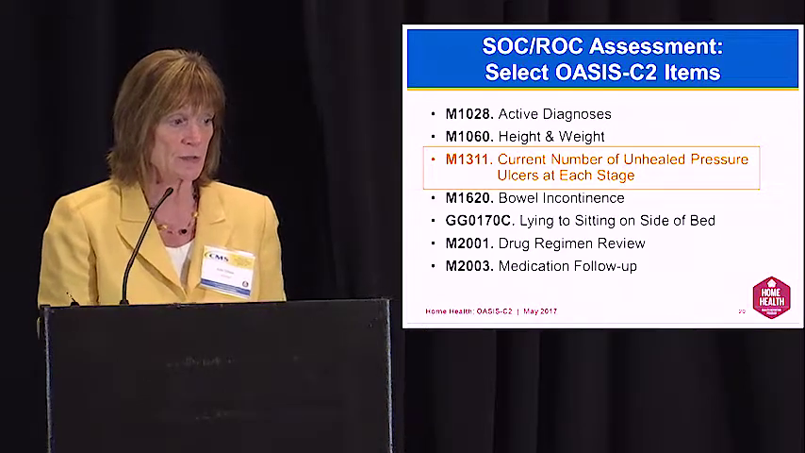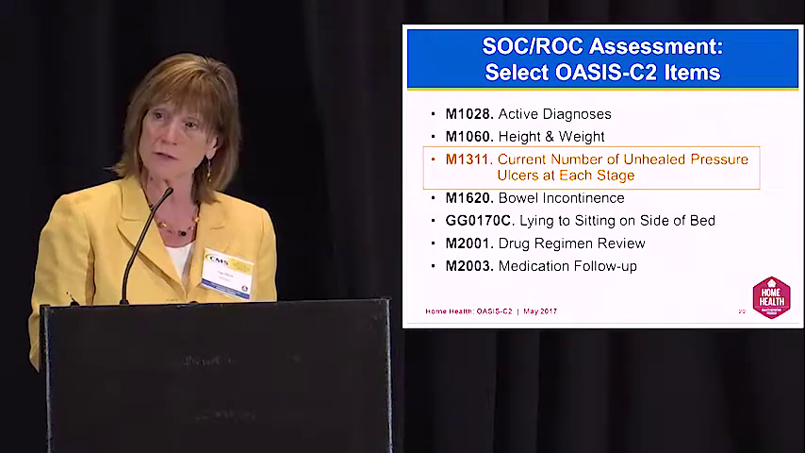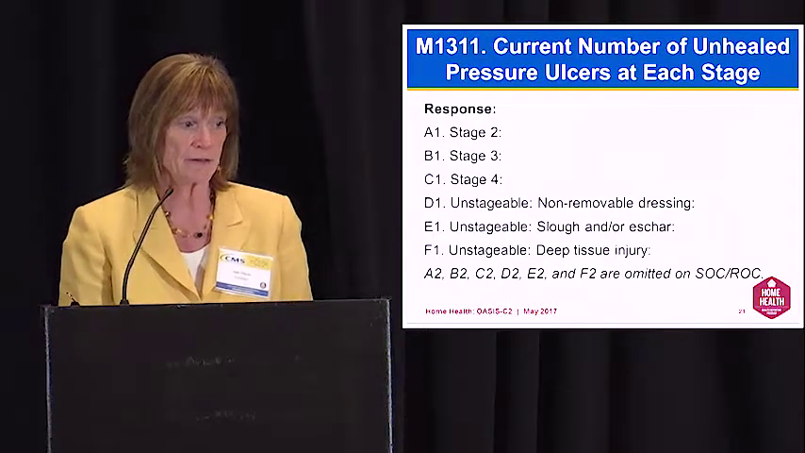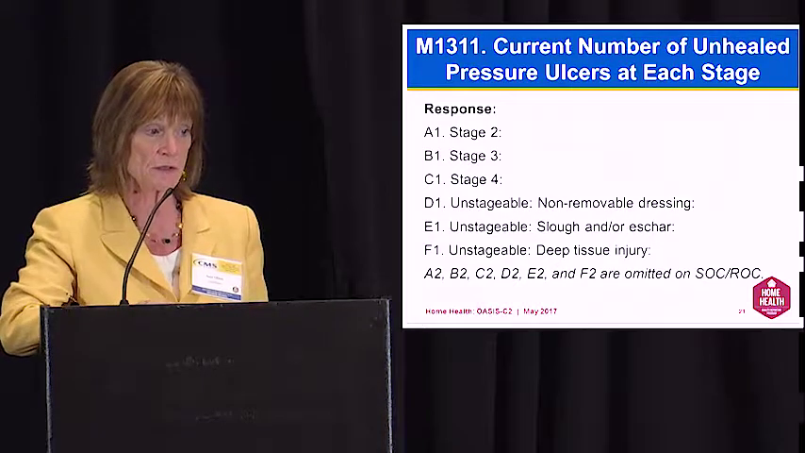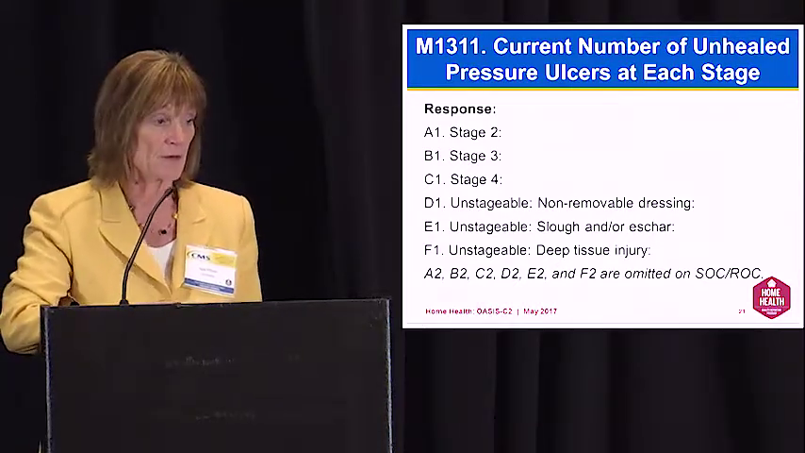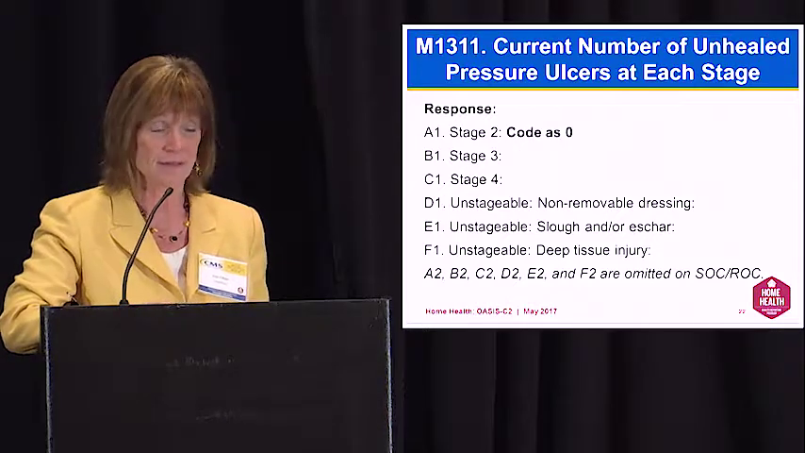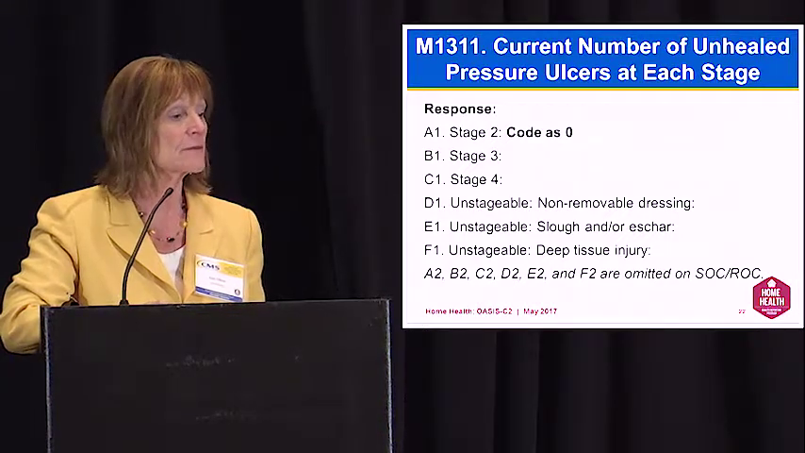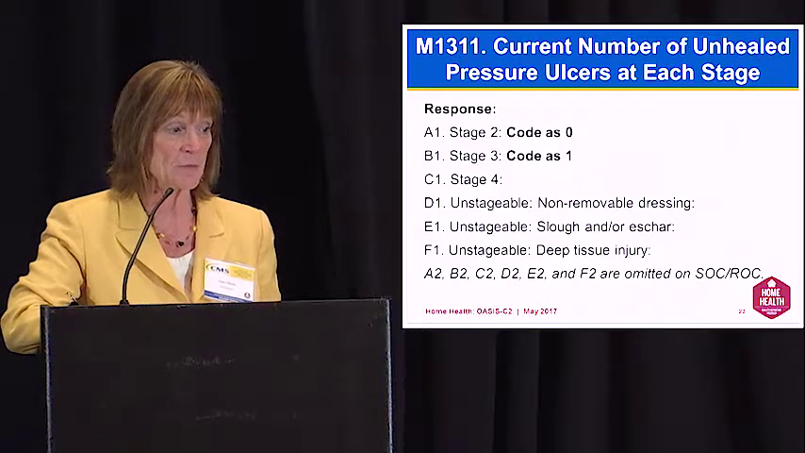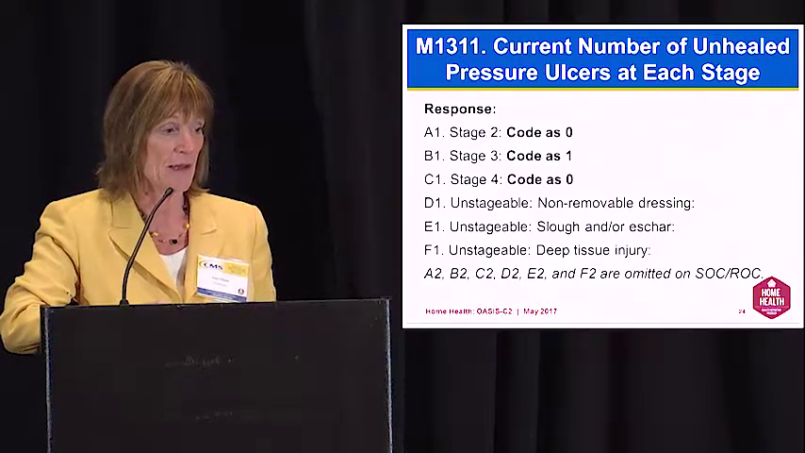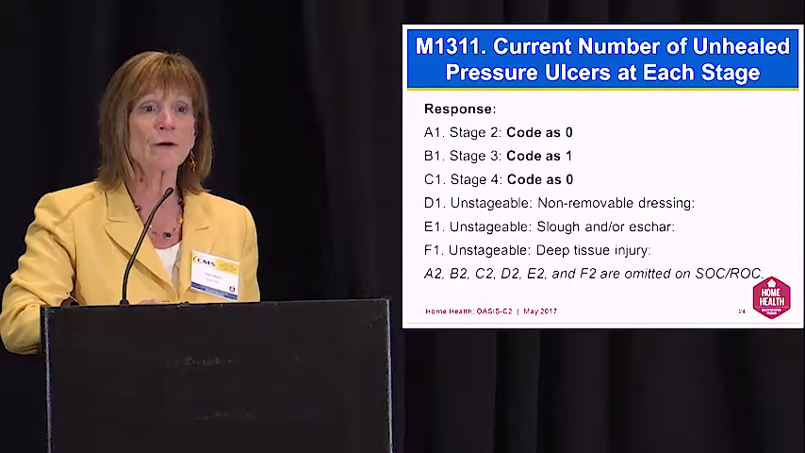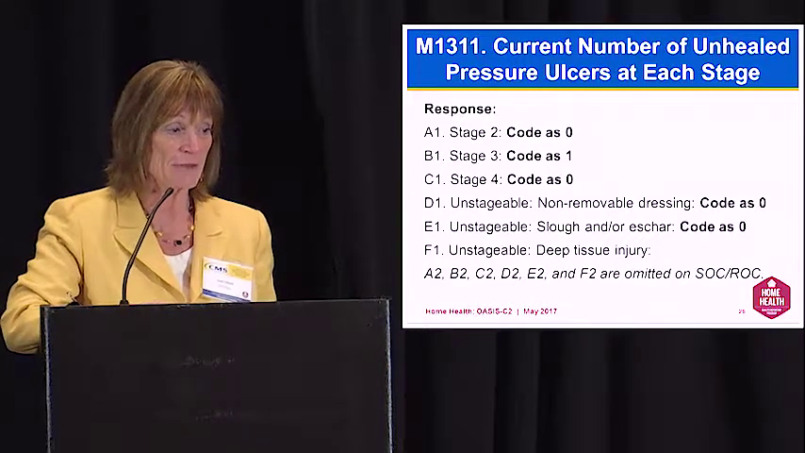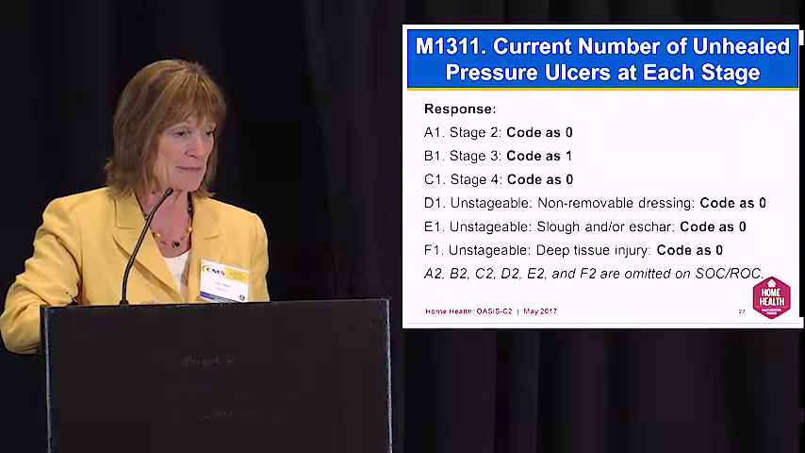So now we're moving on to the current number of unhealed pressure ulcers at each stage. So for M1311, the current number of unhealed pressure ulcers at each stage. For A1, and you can call out on this, please. For B1, 1, yeah. For C1, 0. For D1, unstageable, non-removable, 0. E1 is 0. F1, 0. Great.